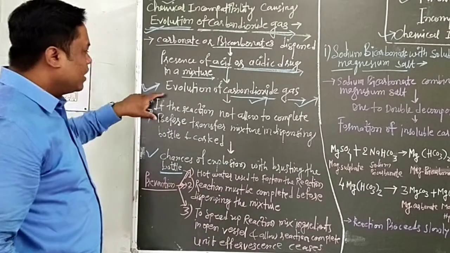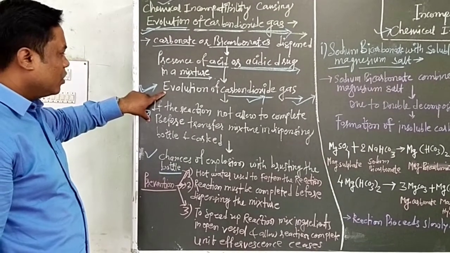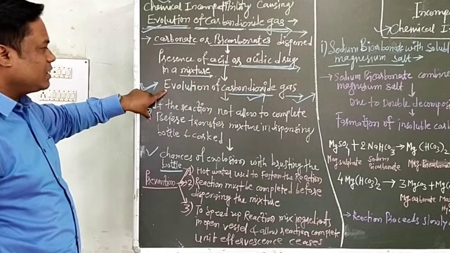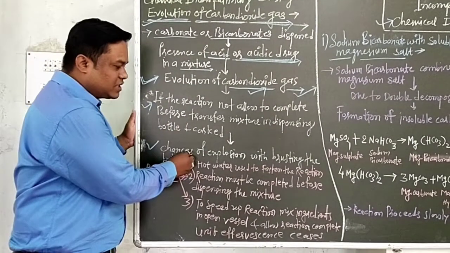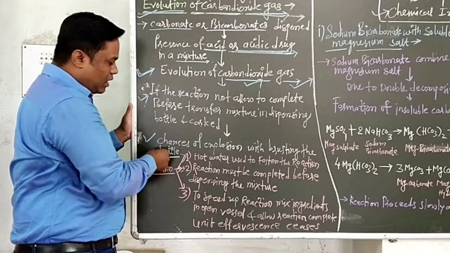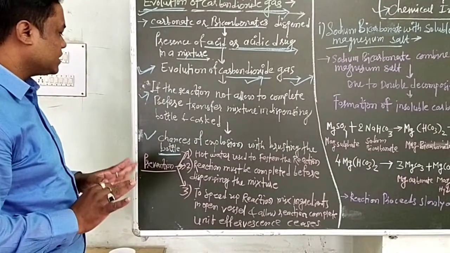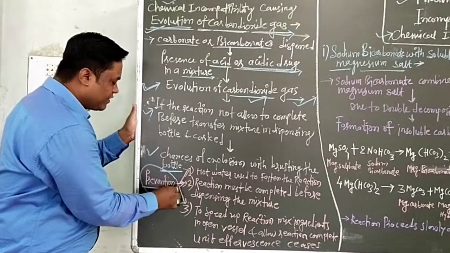क्या हो सकता है? अगर इस CO2 गैस पूरी आपके मिक्सचर से रिलीज नहीं हुई और आपने वैसे डिस्पेंस किया और आपने बोतल क्लोज कर दी, कॉर्क लगा दिया उसको, तो क्या हो सकता है? There is a chance of explosion with bursting of the bottle. आपकी बोतल बर्स्ट हो सकती है. तो इसके प्रिवेंशन के लिए भी आपको क्या करना है? What is the prevention method?